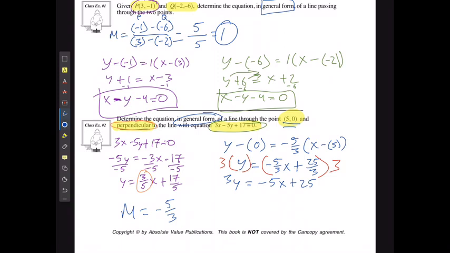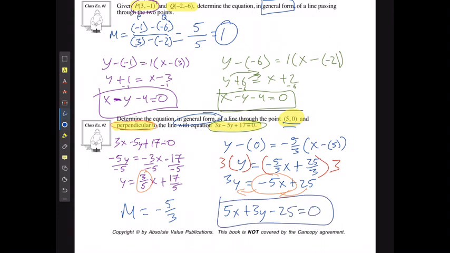Because I can see that in this case, x is negative, I'm going to wind up moving both these over to the left-hand side, and I'm going to say that 5x plus 3y minus 25 is equal to 0, and there's my general form.